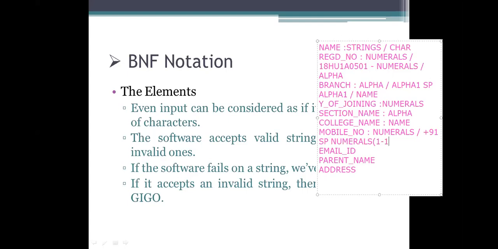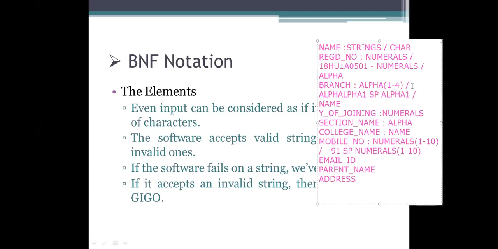followed by the numerals, using 1 to 10. So how many numbers should be there? There should be 10 numbers, 1 to 10. Here also I can specify branch number, alphabets. How many alphabets? Three letters. Sorry, not only 3 letters, 4 letters also. So here we should use the 4 letters compulsorily. Other than mechanical, we have mechanical and civil.